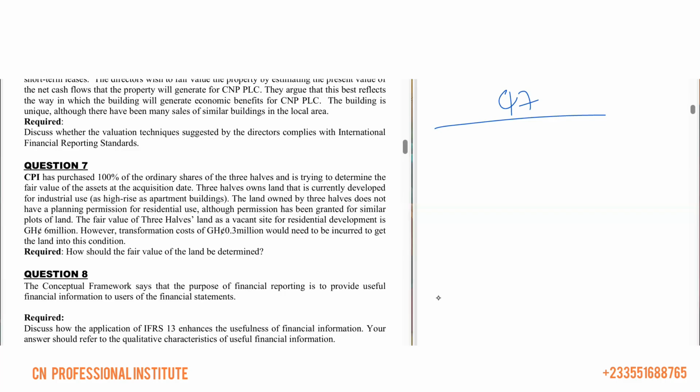The fair value of Three House's land as a vacant site for residential development is 6 million. However, transformation cost of 0.3 would need to be incurred to get the land into this condition. Required: how should the fair value of the land be determined? And we said again that land is a non-financial asset. So we determine the fair value using the highest and best use. Now, they are telling us that the land is currently used for industry, even though we don't have the value if it's for industry.